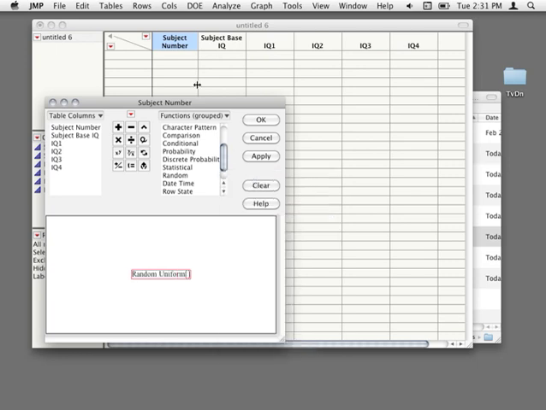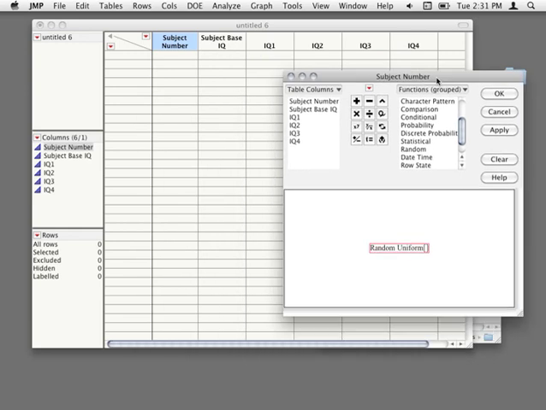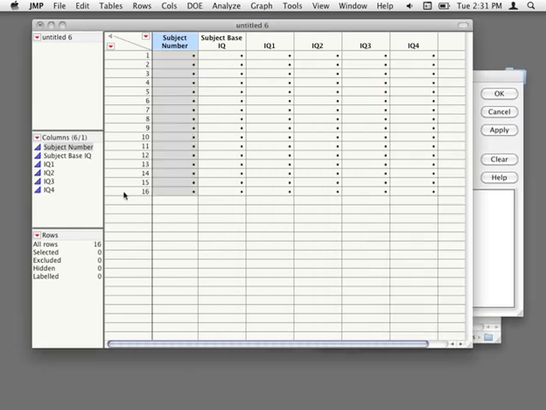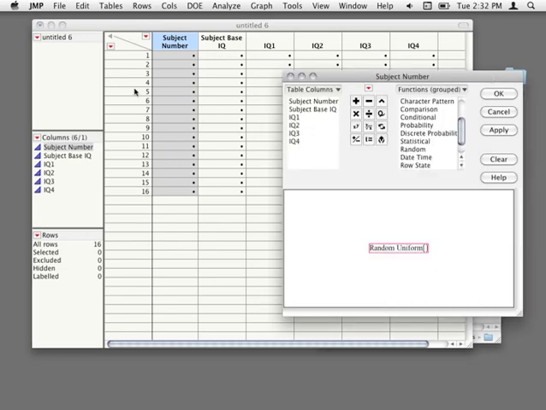Now what this function will do, before you actually run it, the thing you have to do is just click somewhere on the side here to add some rows. So I just double clicked apparently on row 16. Just get some blank data points in there. Now if I hit apply, what random uniform does is just picks a uniform number from 0 to 1, right?